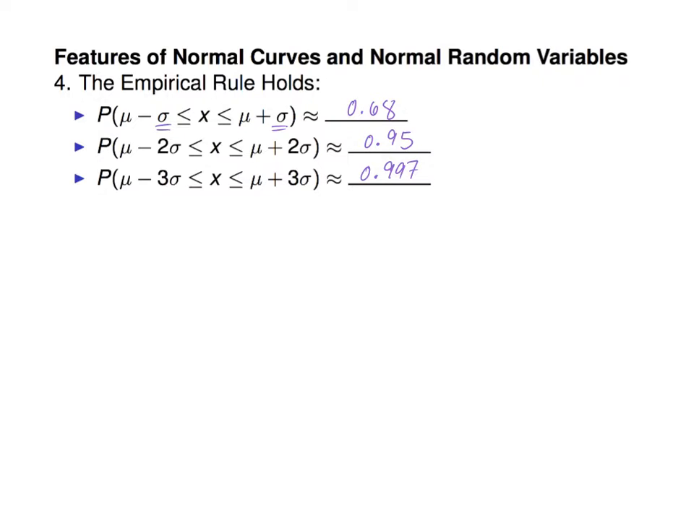0.997. And now that we are going to know a little more, you can actually compute these. The 68 and all these numbers are definitely estimates. It's always a little teensy bit off from what it actually is, but it's good enough for an estimation.